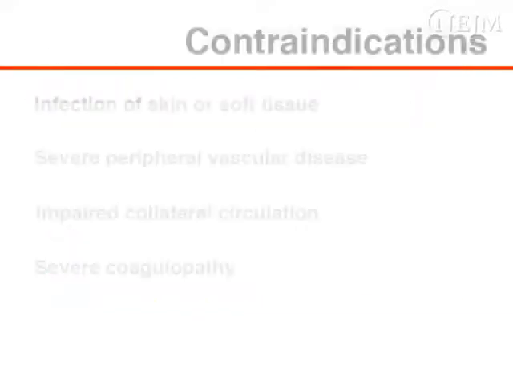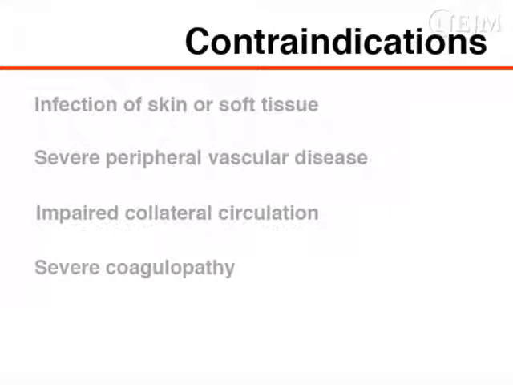There are no contraindications to the use of ultrasound guidance. However, radial arterial catheterization is contraindicated in patients with infection of the skin or soft tissue at the insertion site, severe peripheral vascular disease, impaired collateral circulation, or severe coagulopathy.